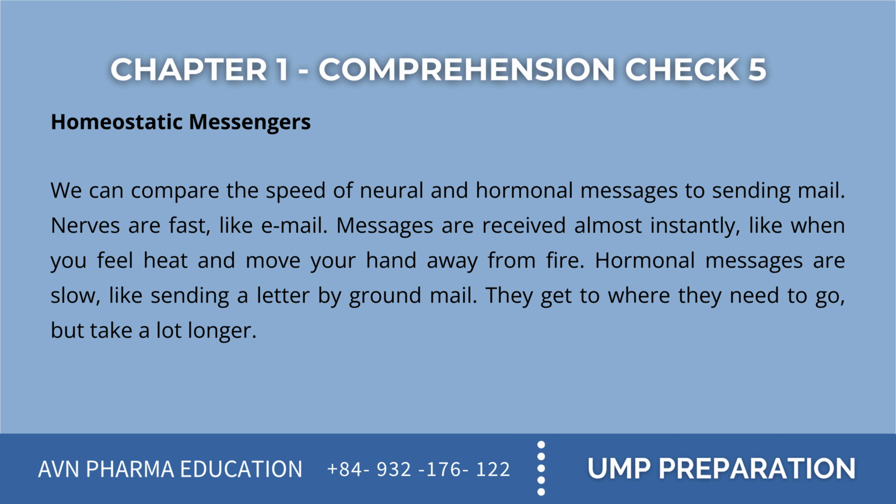We can compare the speed of neural and hormonal messages to sending mail. Nerves are fast, like email. Messages are received almost instantly, like when you feel heat and move your hand away from fire. Hormonal messages are slow, like sending a letter by ground mail. They get to where they need to go, but take a lot longer.